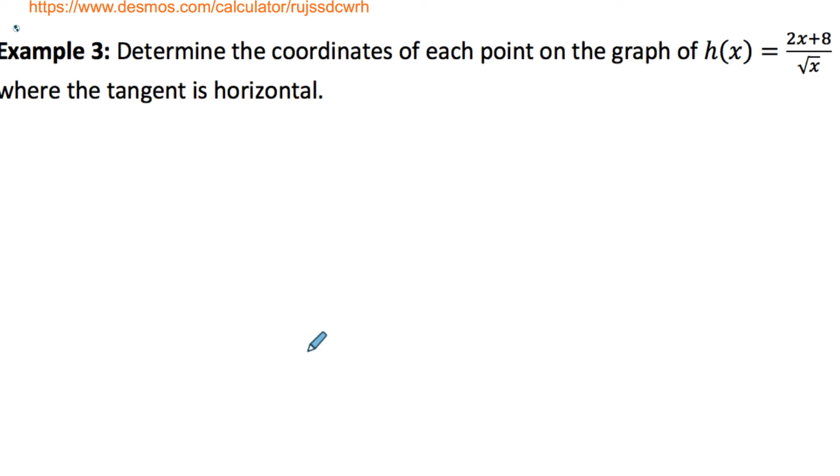Last example. This question says determine the coordinates of each point, that implies maybe there's more than one, on the graph of this h of x function where the tangent is horizontal. So a horizontal tangent has a slope of 0. So this is a complicated way of saying, when is the derivative of this function, when is h prime of x equal to 0? For what value of x is the derivative 0? That's what we're looking for.